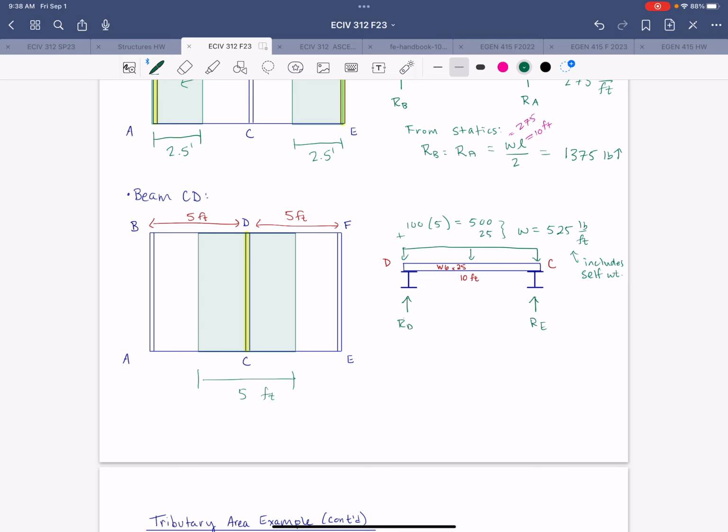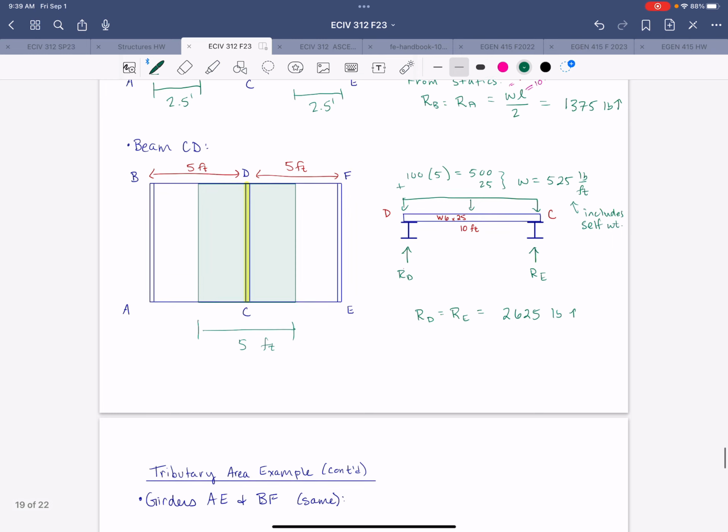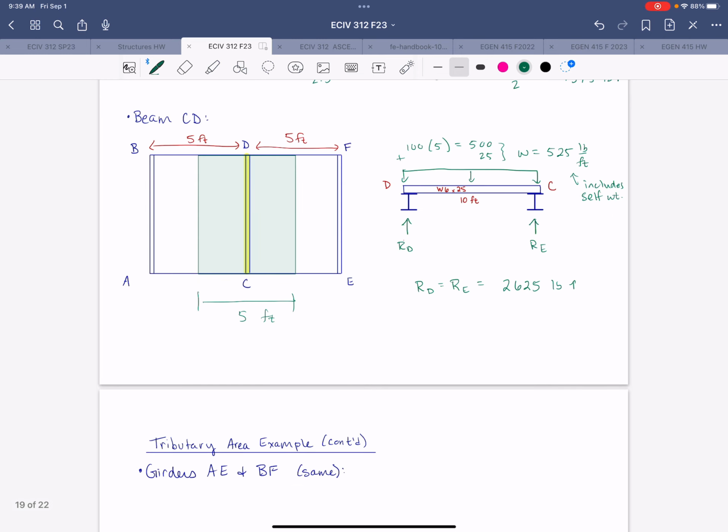And then once again from statics, we'd get reactions of 2625 pounds upward. All right, so now we've done that level within the load path hierarchy. On to the next level, which would be the girders.